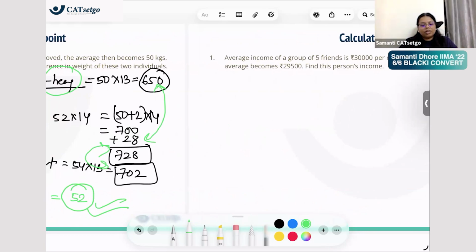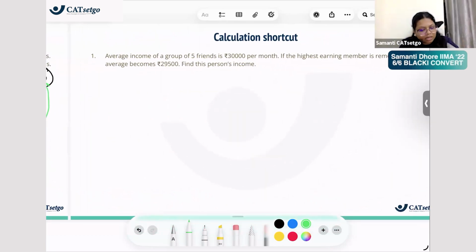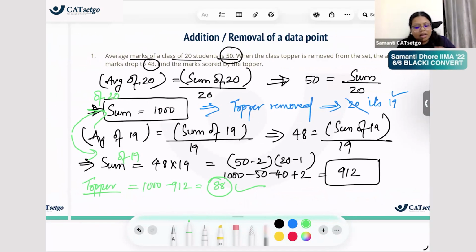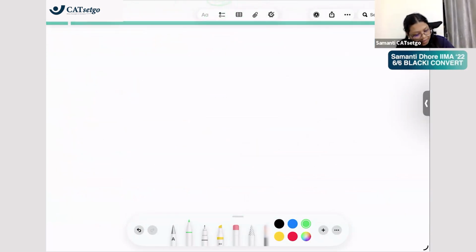Now let us understand how to do it in short. ठीक है, shortcut समझाती हूँ. इस क्वेश्चन की जगह पे let me help you solve it with shortcut of some question that we've already done. Let's say look at this question, where our answer was 88. What we found out, it was 20 people's average was 50 and when the topper was removed, it became 48. ठीक है, so what is the base assumption here? Understand.